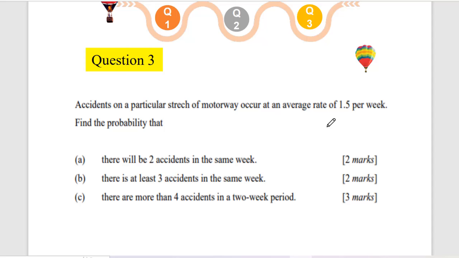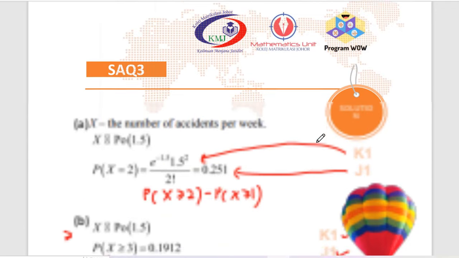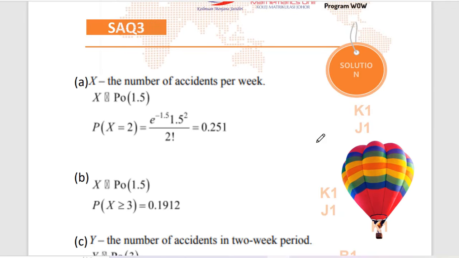Okay, accidents on a particular stretch of motorway occur at an average rate of 1.5 per week. Okay, find the probability that there will be 2 accidents in the same week. And for part B, find the probability that there is at least 3 accidents in the same week. And C, find the probability that there are more than 4 accidents in a 2-week period. Okay, so first of all, for question number 3, you need to define.